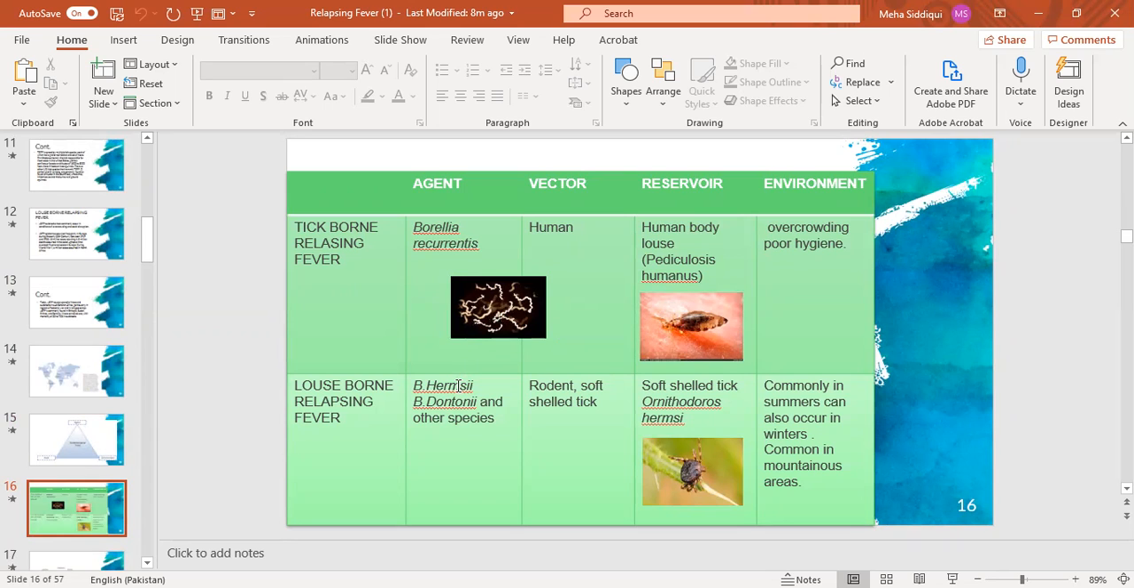In tick-borne relapsing fever, the agent is Borrelia hermsii, Borrelia duttonii, and other species. The reservoir is the rodent, and the vector is the soft shell tick, Ornithodoros hermsii. In this case, you can see that the tick acts as both vector and reservoir in tick-borne relapsing fever. The environmental factors are that it is common in summers, can occur in winters, and is common in mountainous areas.